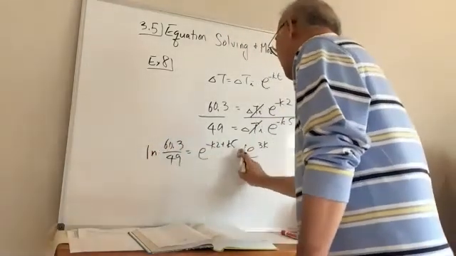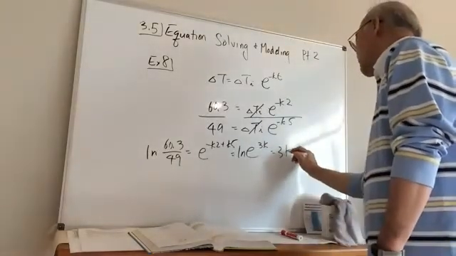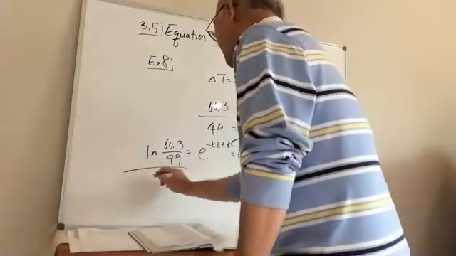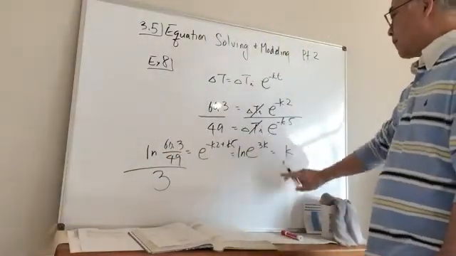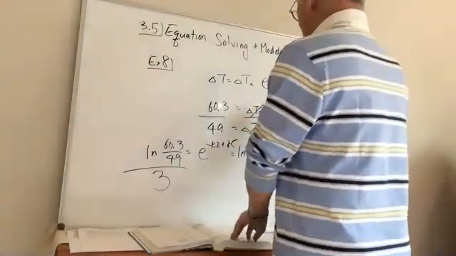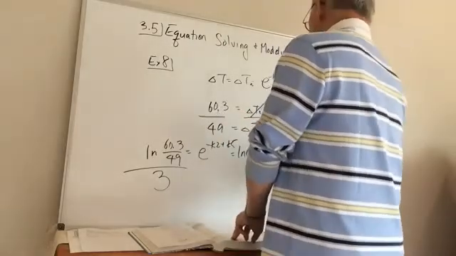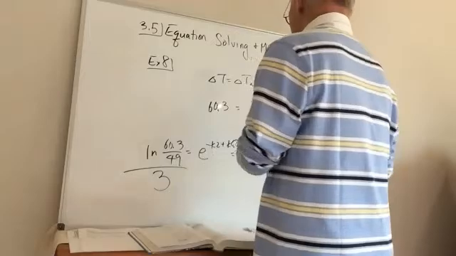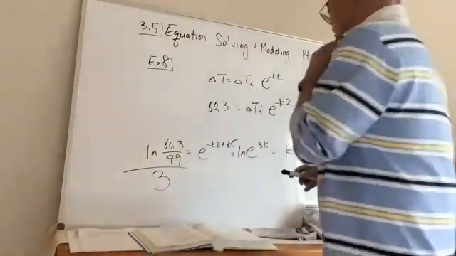Natural log of 3k, and the natural log of e is 1. So if I divide this by 3, that'll give me k. Okay? So once I find k, I can put it back into one of the equations. I can put it back into the first one, into this one here, and find out what delta ti was, right?